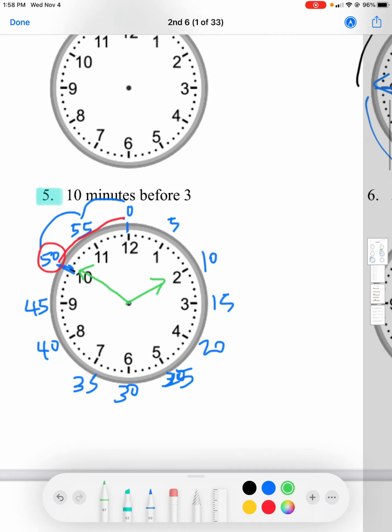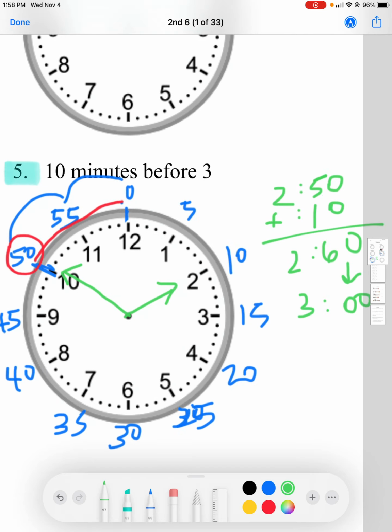Now, if you look at the time, it's 2:50, right? It's 10 minutes before 3. So if we add 10 minutes to this, 60 minutes is 1 hour. So this is going to become 00, and this will be 3. So 10 minutes before 3 is 2:50. So we're just going to be working backwards. So yeah.